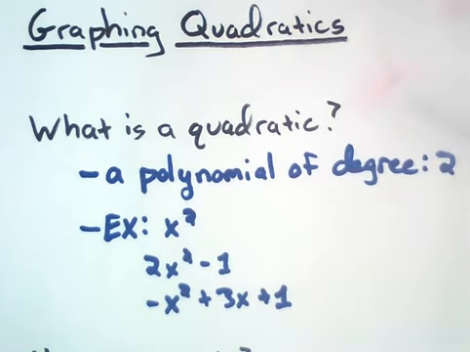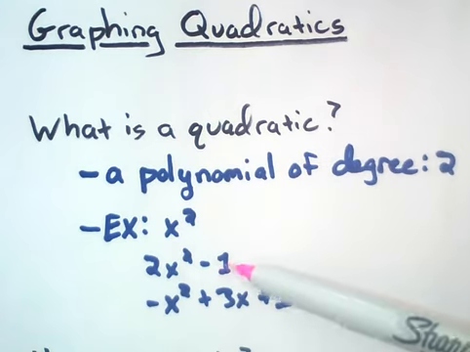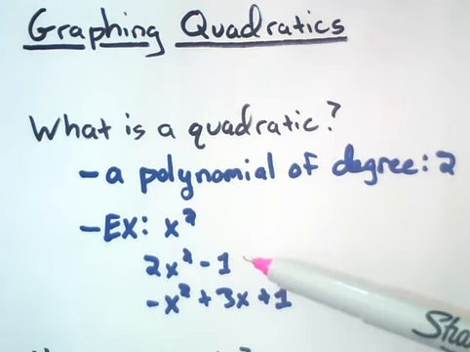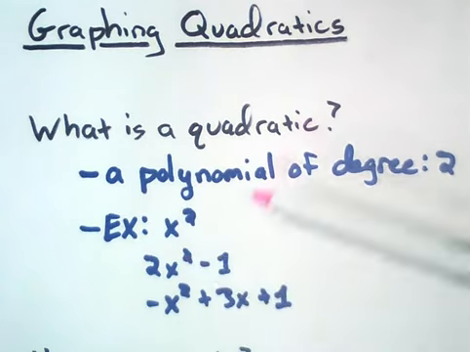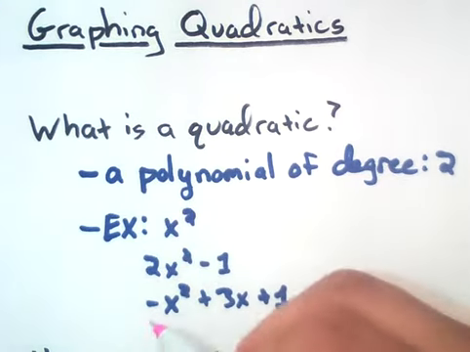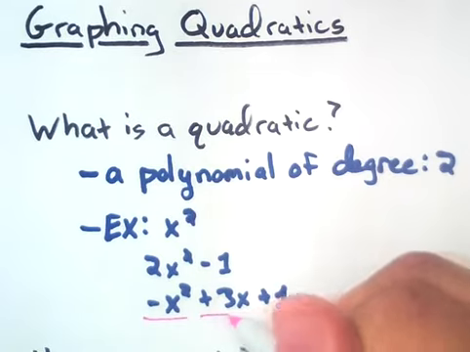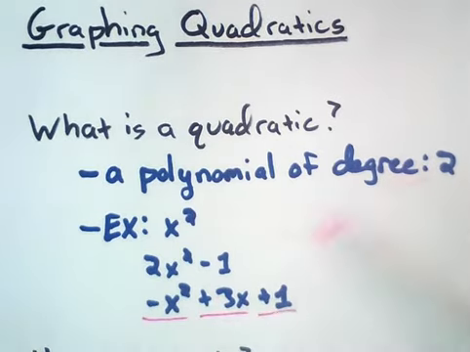In the second example here, we have 2x squared minus 1. So we have two terms, but the highest exponent of any of them is 2. In the third example, we actually have 3 terms. So we have 1, 2, and 3. But again, the highest exponent is still 2.